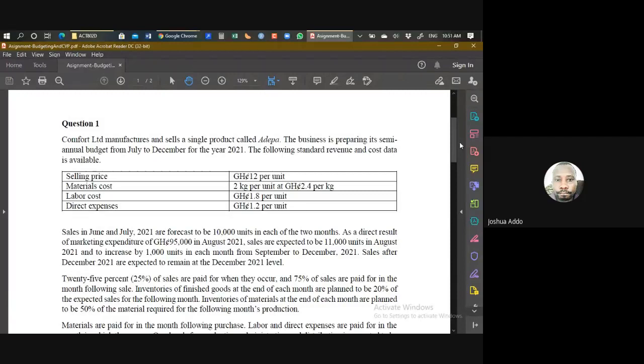Let me re-ask the question. Let's say you want to do your sales budget. In the first place, let's ask, what is the sales budget? Let's ask that question, answer it first. Then we follow up with the other question. What is sales budget?